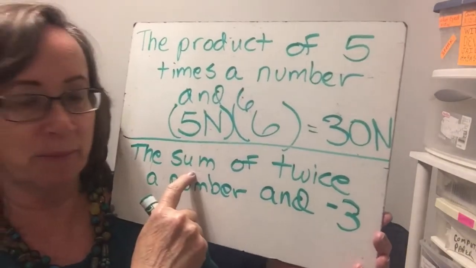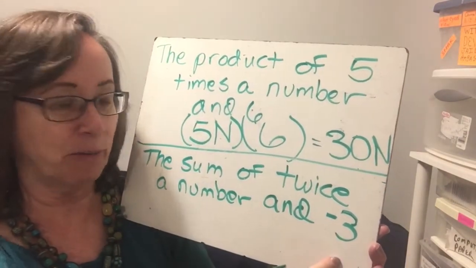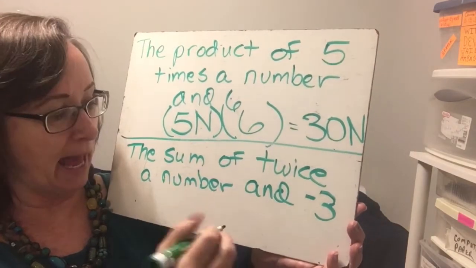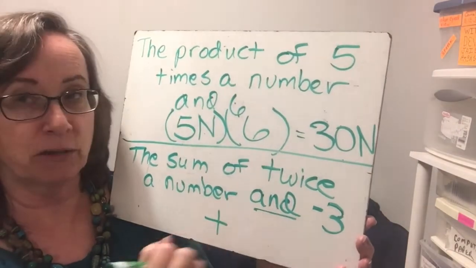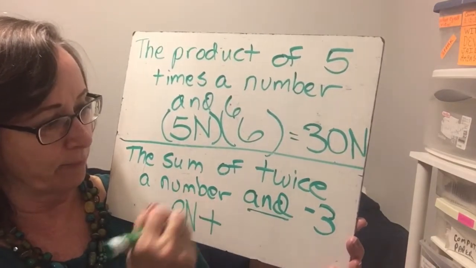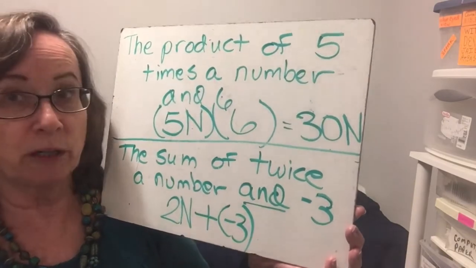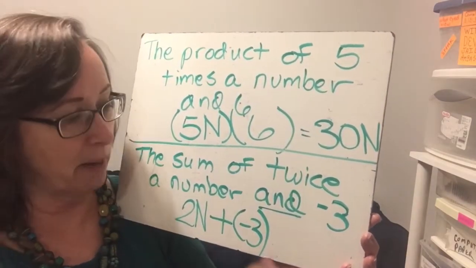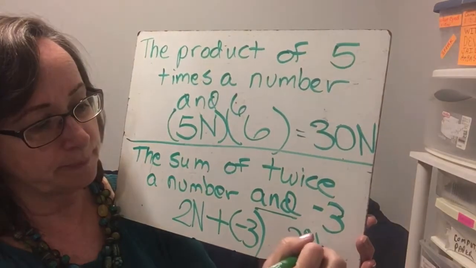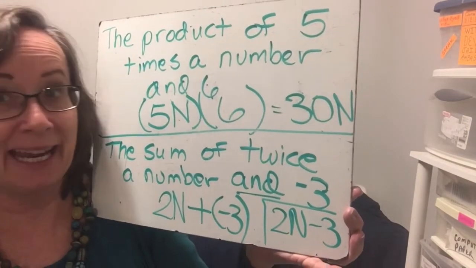The sum of twice a number and negative 3. Sum means to add. We're going to put the addition right there. Twice a number is 2n and a negative 3. So couldn't we write this as 2n minus 3? And that would be our final simplified answer.